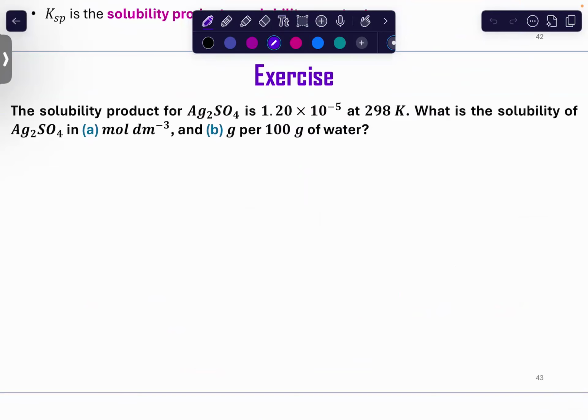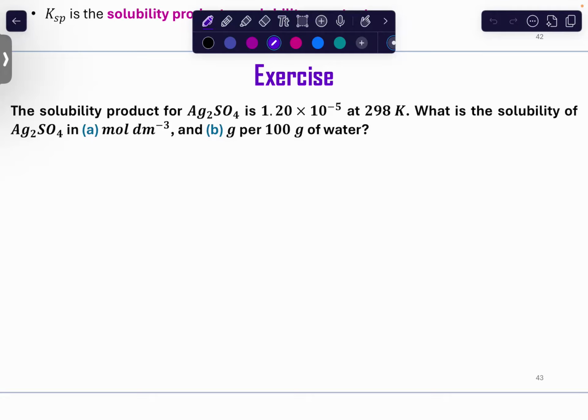Okay, so here we say the solubility product for silver sulfate is 1.2 times 10 to the -5 at 298 K. What is the solubility of silver sulfate in moles per cubic decimeter and grams per 100 grams of water? Now, here's the little trick that you have to suss out from the book that they don't straight out tell you. If you just use the KSP, you're automatically getting moles per cubic decimeter. Then you would have to change it to grams per 100 grams of water.